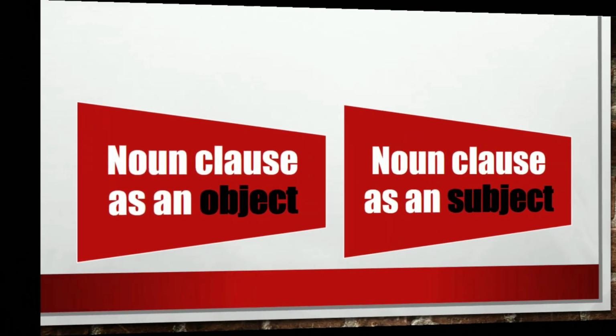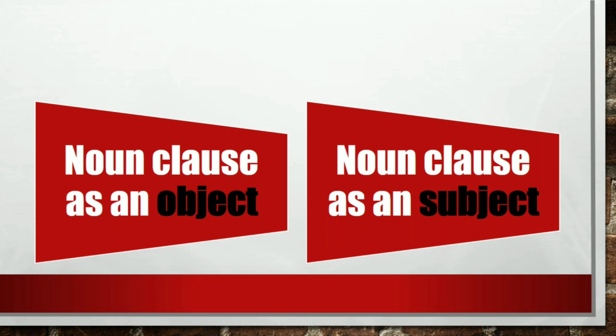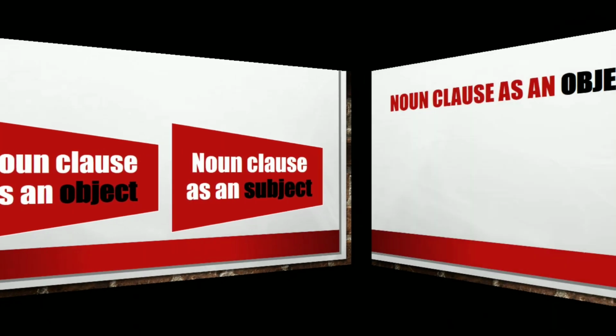Noun clause has two functions. It can be an object and it can be a subject. How does it look in the sentence? We will discuss them one by one. Firstly, noun clause as an object.